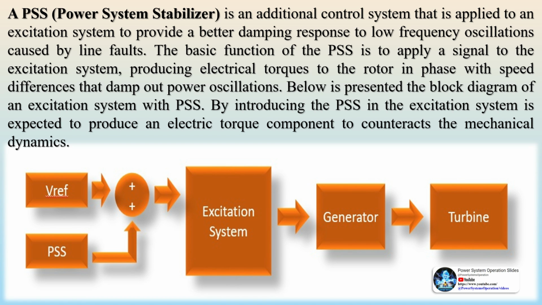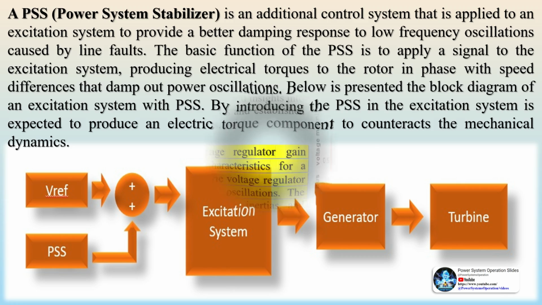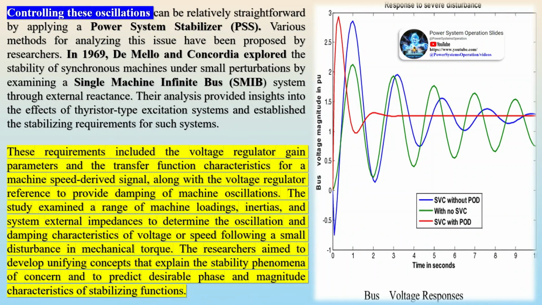Power system stabilizers are commonly used to damp various types of oscillation modes, from inter-area oscillations in large transmission networks to local oscillation modes of synchronous generating units. This is done by adding a stabilizing signal to the voltage regulator of the existing excitation systems. A PSS, or power system stabilizer, is an additional control system that is applied to an excitation system to provide a better damping response to low-frequency oscillations caused by line faults.